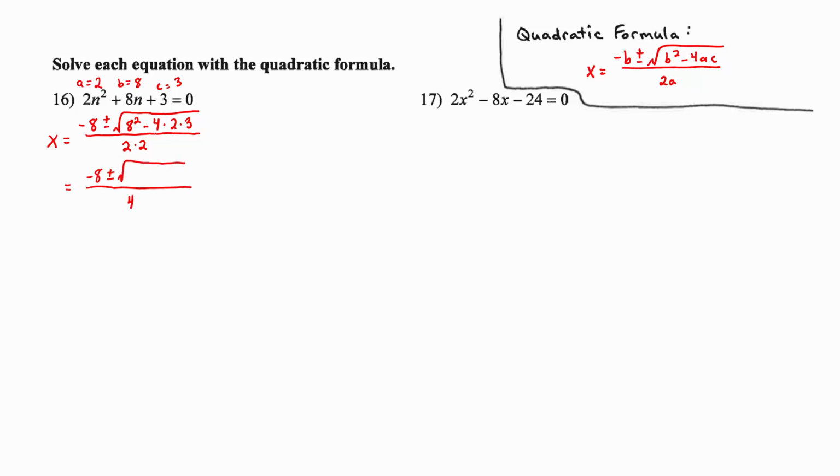And then we want to go ahead and do 8 squared, which is 64. We want to do 4 times 2 times 3, which is 24. And so we're going to minus 24 because of this minus. If either of these were negative, if one of them was negative, it would change it to positive. If both of them were negative, it would still be minus in the middle. And then we're going to do 64 minus 24, which is 40.